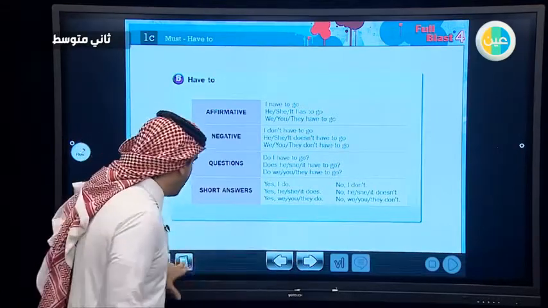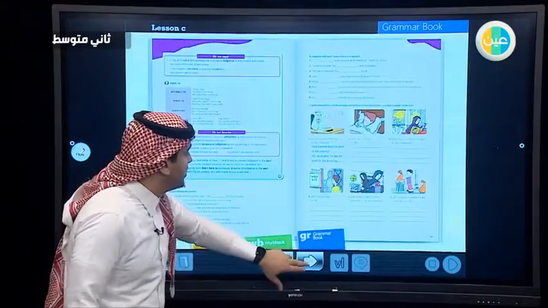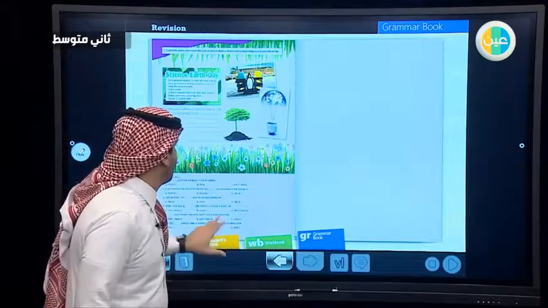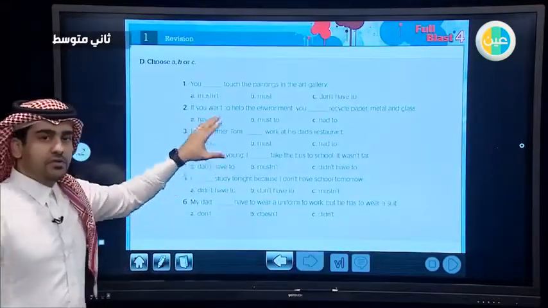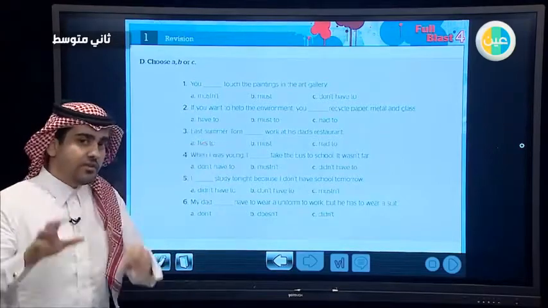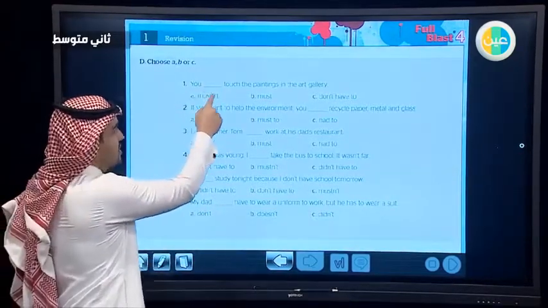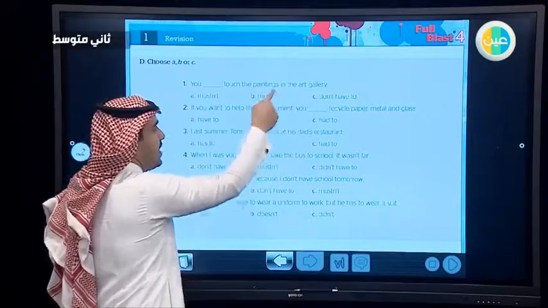Okay, so let's go back quickly to the exercise, and now you choose the correct answer based on this grammar. So this one, you must not touch the painting in the gallery, in the art gallery.